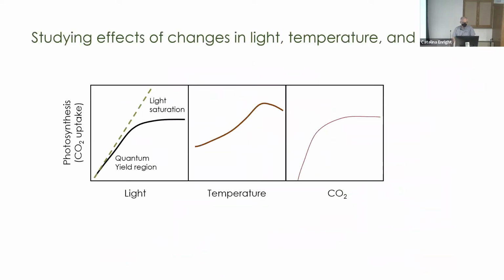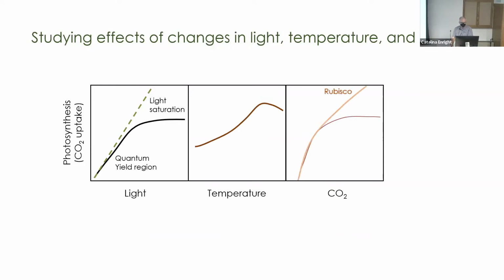So when we look at photosynthesis, it responds to light, and then there's a saturation point where it doesn't respond quite as much. Photosynthesis response to temperature is more modest than most people think, and I'll show you some of the reasons for that. And then the response to CO2, we know that it responds strongly to CO2, and then it slows down.